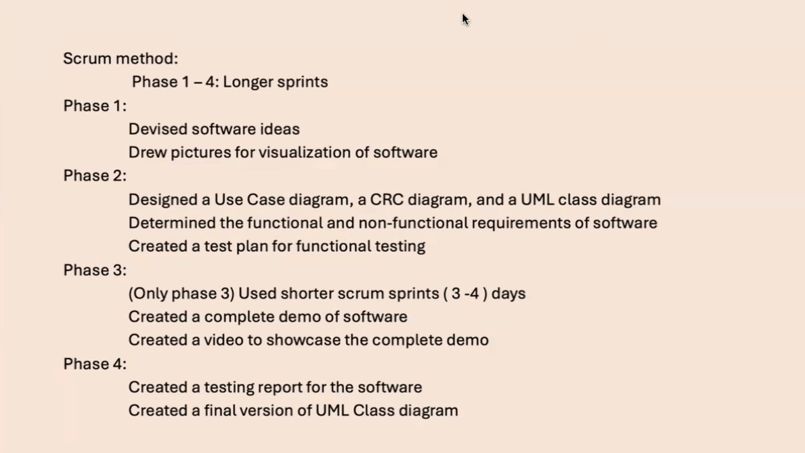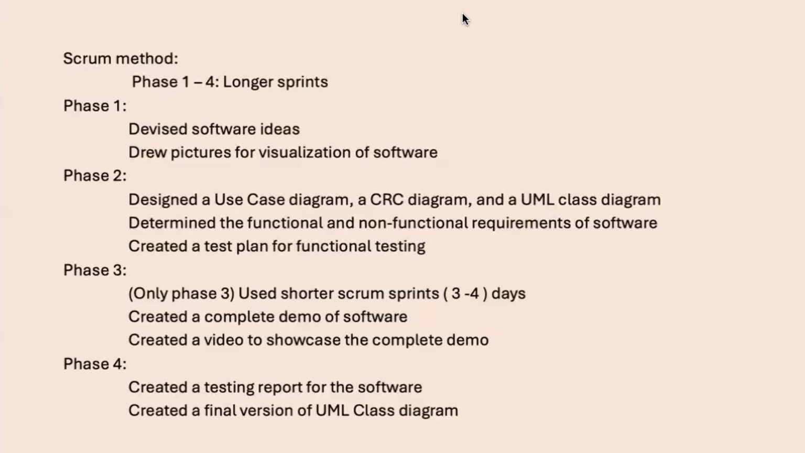About the individual phases. In Phase 1, we devised software ideas and drew pictures for visualization of the software. In Phase 2, we went further into designing our software. We designed a use case diagram, a CRC diagram, and a UML class diagram. And we determined the functional and non-functional requirements of the software. And we created a test plan for functional testing.